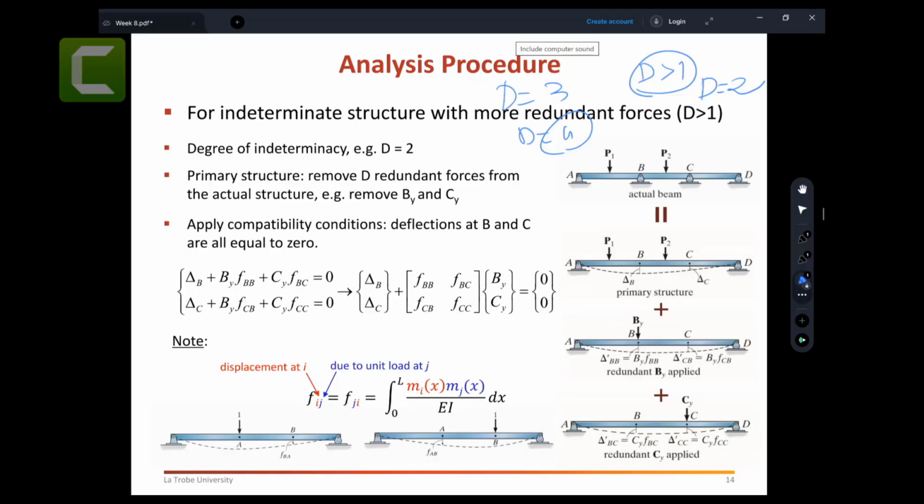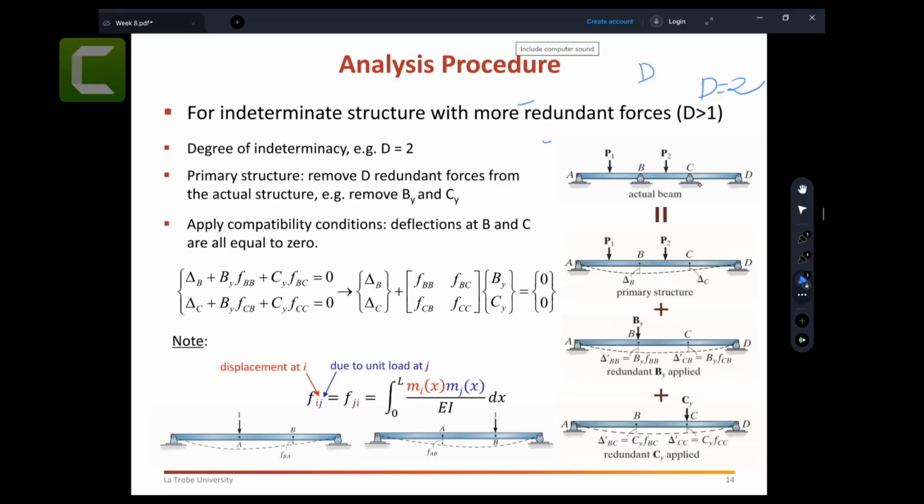So if your degree of indeterminacy is more than 1, then I encourage you to use the slope deflection method. Degree of indeterminacy equal to 1, okay, manageable. But when the degree of indeterminacy is 2, then you will find it challenging. You will see how. So here, let's say you have this example.